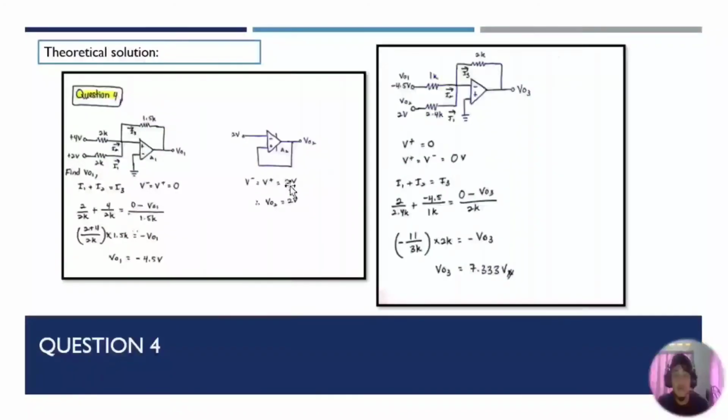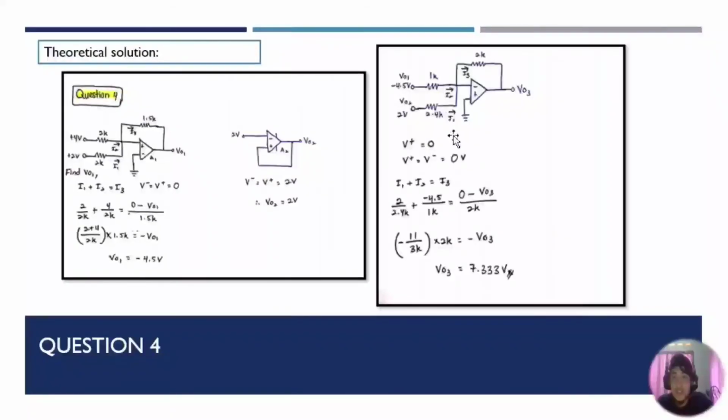Okay, the second op-amp is very simple because there is no resistor here. As we can see, the value of V negative is 2 volt, so the value of V positive will also be 2 volt. So V output 2 will also be 2 volt.